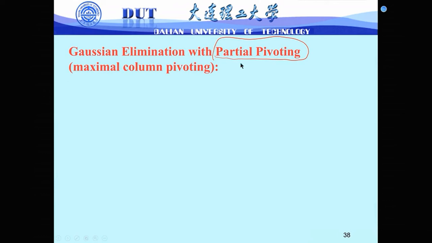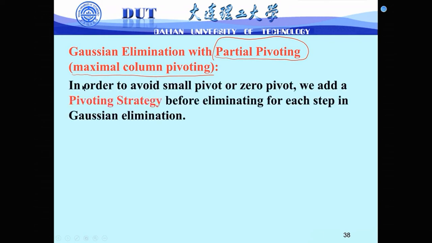Actually, how to choose? We need to choose a new pivot by using the maximum column pivoting. Maximum column pivoting means, in order to avoid small pivot or zero pivot, two cases, we add a pivoting strategy before elimination. That means for each step before elimination, we need to choose a new pivot in Gaussian elimination. Is it okay?